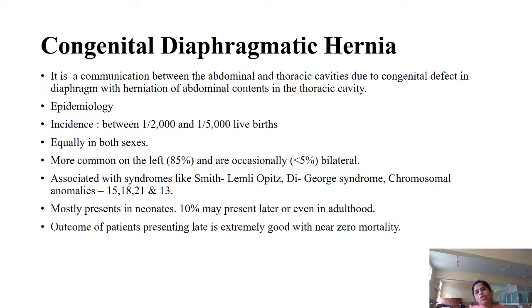Most of the chromosomal anomalies associated are 13, 15, 18, and 21. Mostly it presents in neonates. Very rarely, about 10% may present later or even in childhood. In such cases, the outcomes are really good and the mortality is near zero.